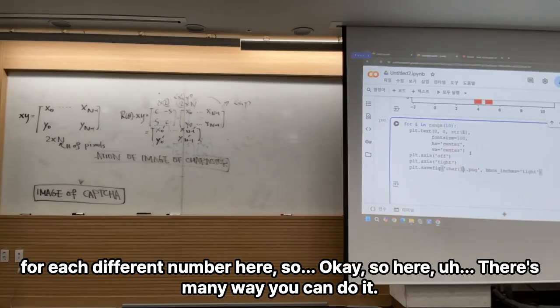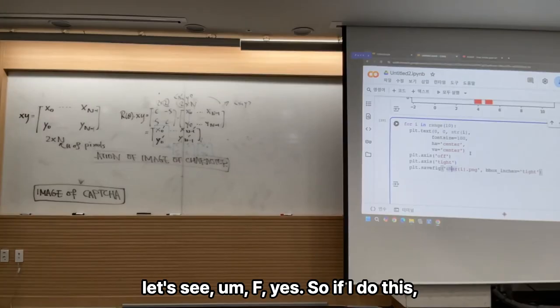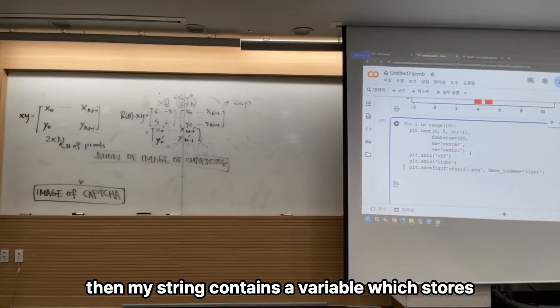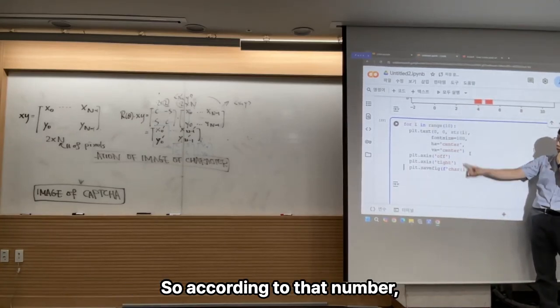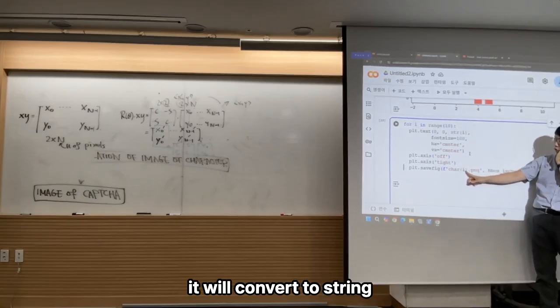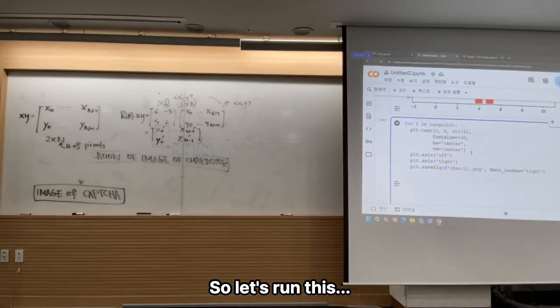There are many ways you can do it. One way I can do this is with an f-string. If I do this, then my string contains a variable which stores the information about the index. According to that number, it will convert to a string, and then it will become the name of the file. So let's run this.